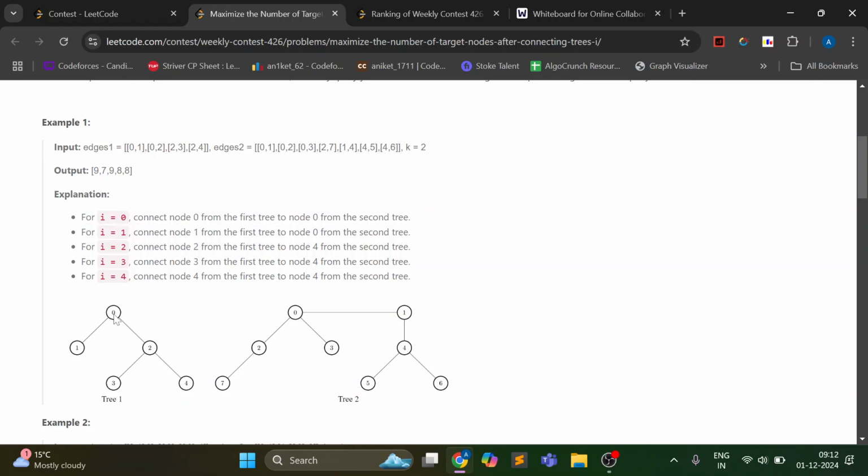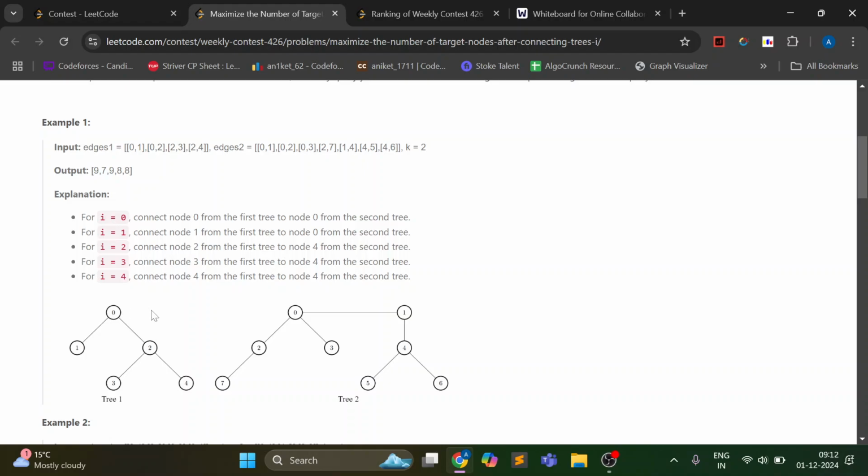For I equal to 0, let's start with nodes in tree 1. What are the nodes in tree 1 such that the number of edges between that node and 0 is less than or equal to k? It would be all the nodes. 1 to 0 there is 1 edge, 2 to 0 there is 1 edge, 3 to 0 there are 2 edges, and 4 to 0 there are 2 edges, and 0 to 0 there are 0 edges. So the contribution of the first tree to the answer is 5.